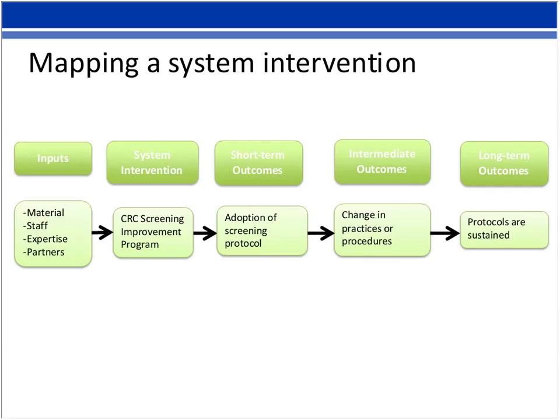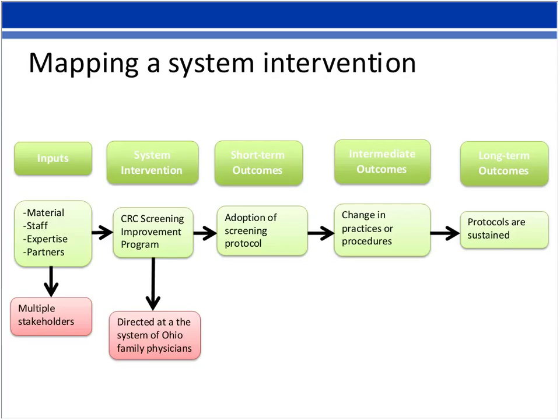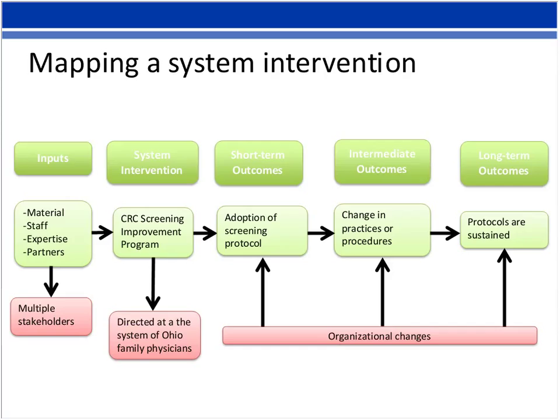And then the other piece that I just want to point out as well is that the inputs may include multiple stakeholders, which is another feature of the systems level change. So it's often a complex mix of different people who are helping to put this intervention in play, and then may also be affecting it as well. The program itself is directed at a larger group, in this case a system of family physicians within Ohio. And then these are all organizational level changes, which is the other key difference here as well.